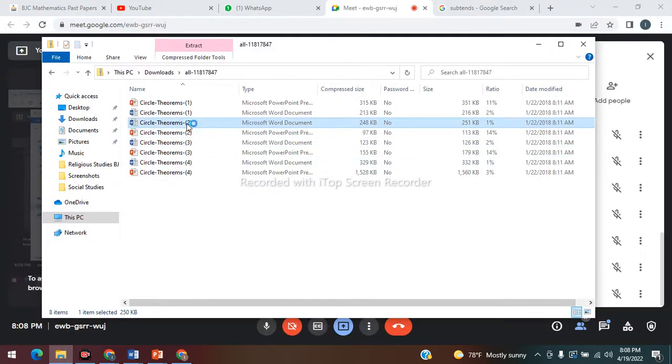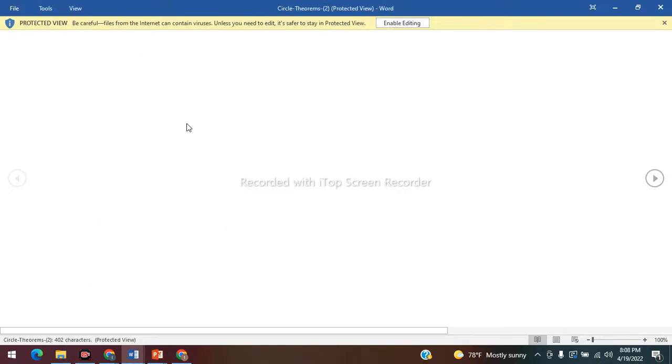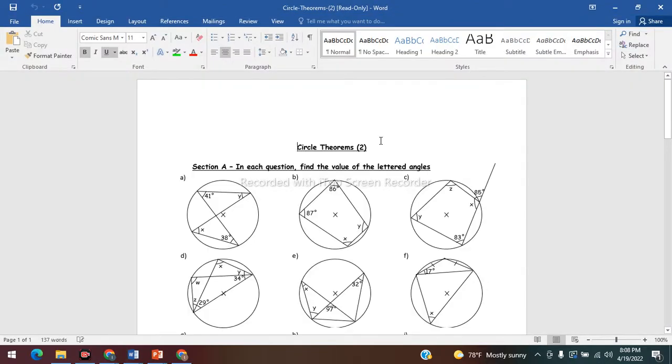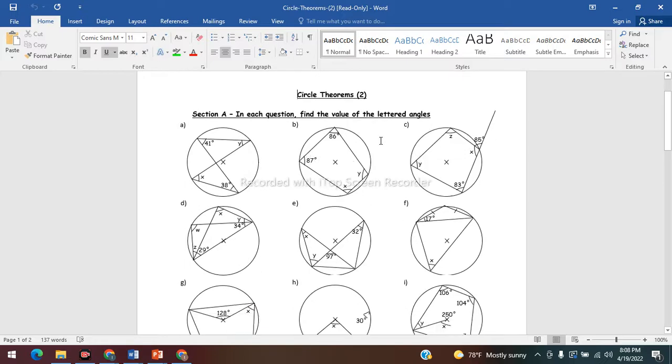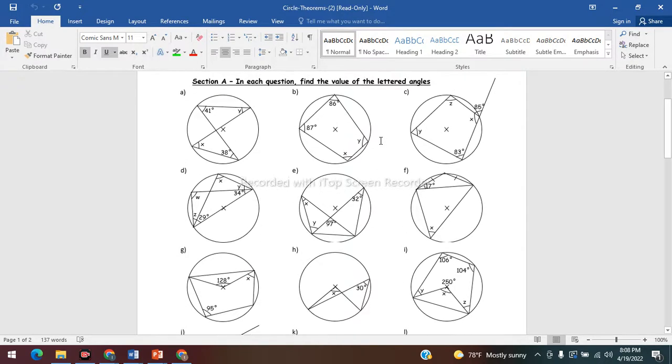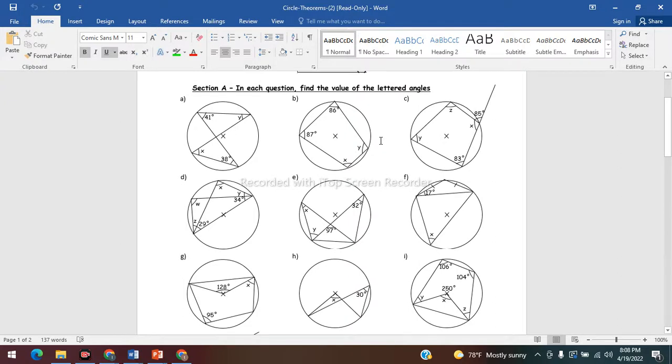Yeah. Let me give y'all this homework. Take a screenshot of it. Just do, yeah, take a screenshot of it. Do A through I.